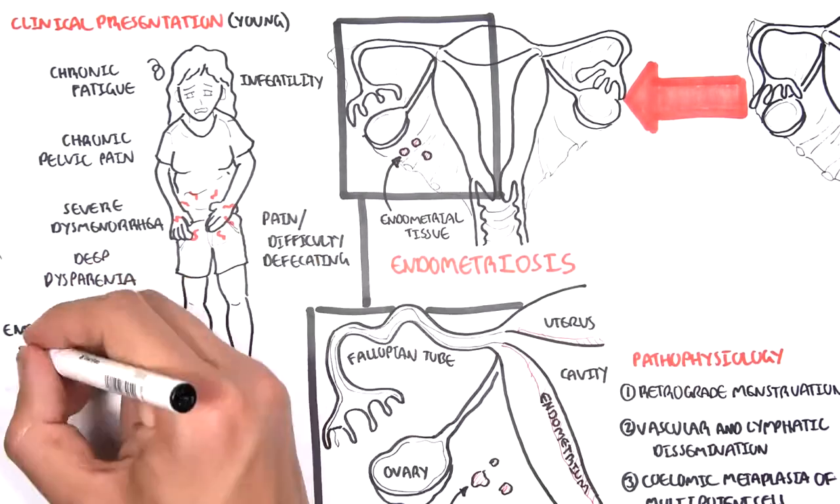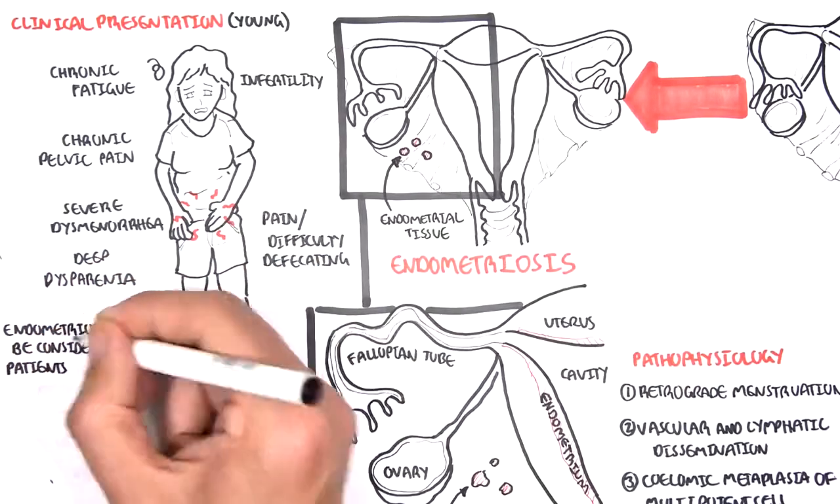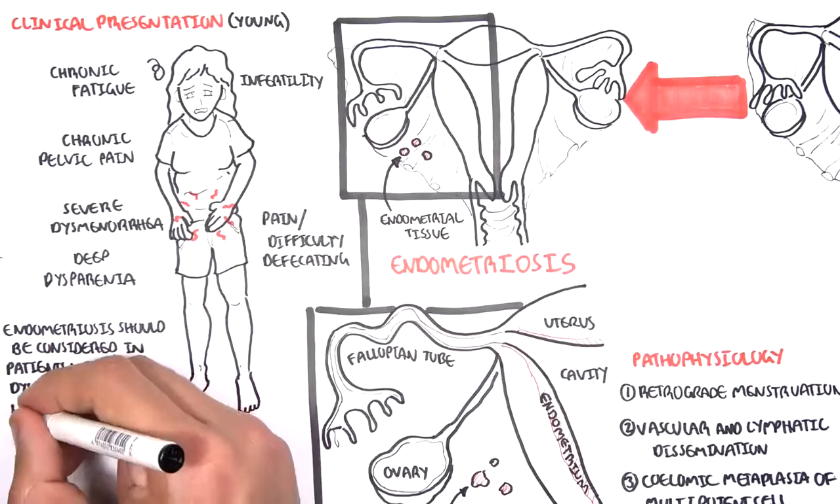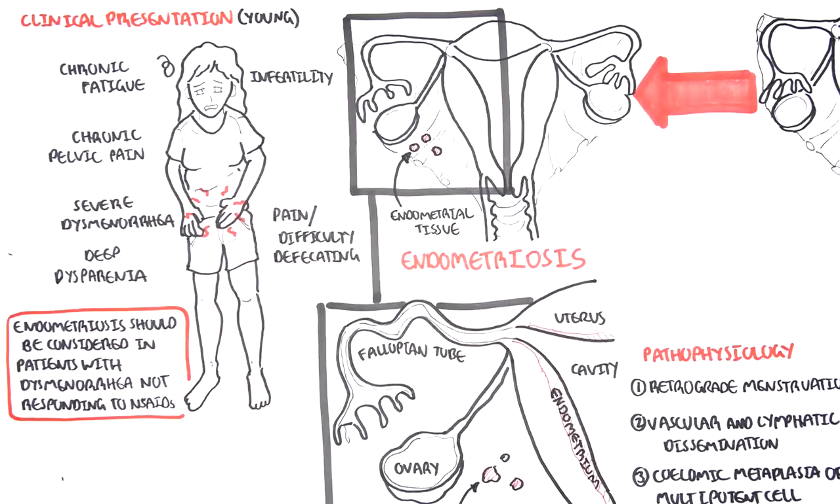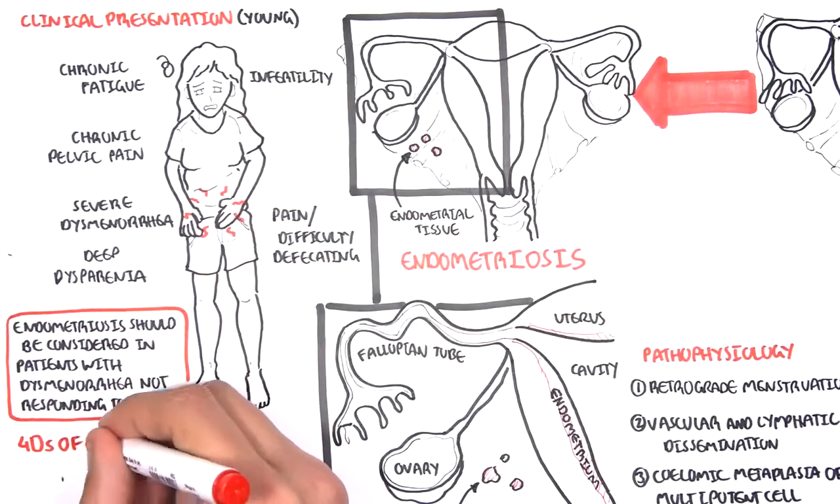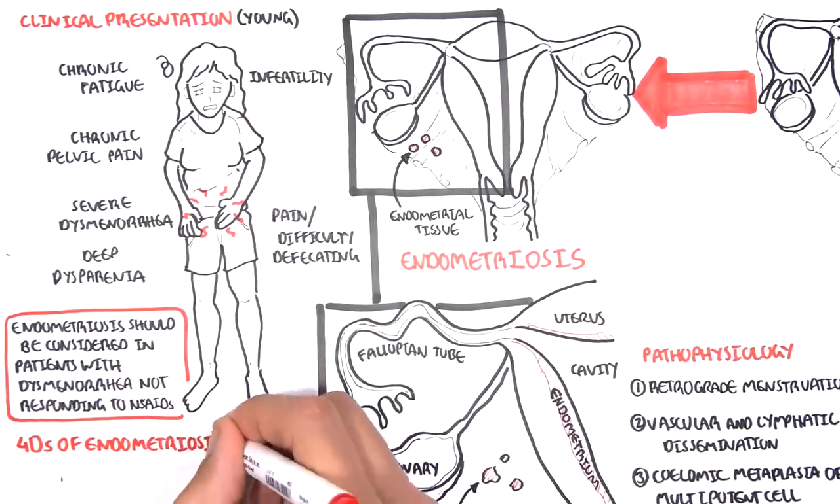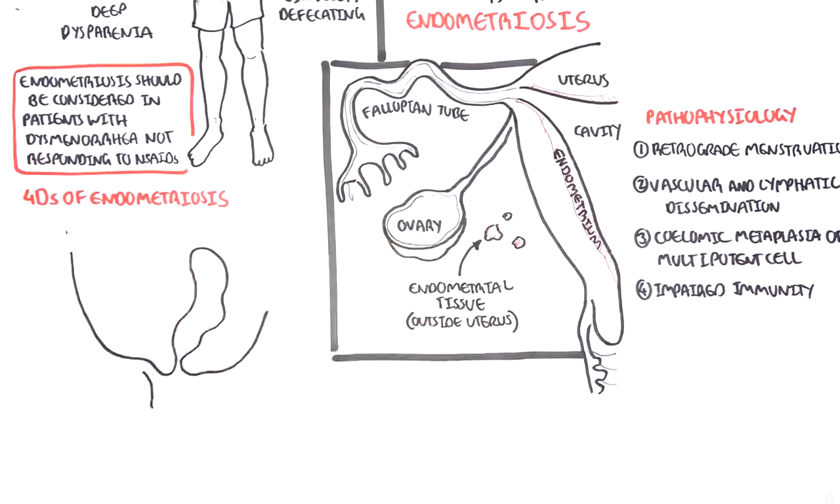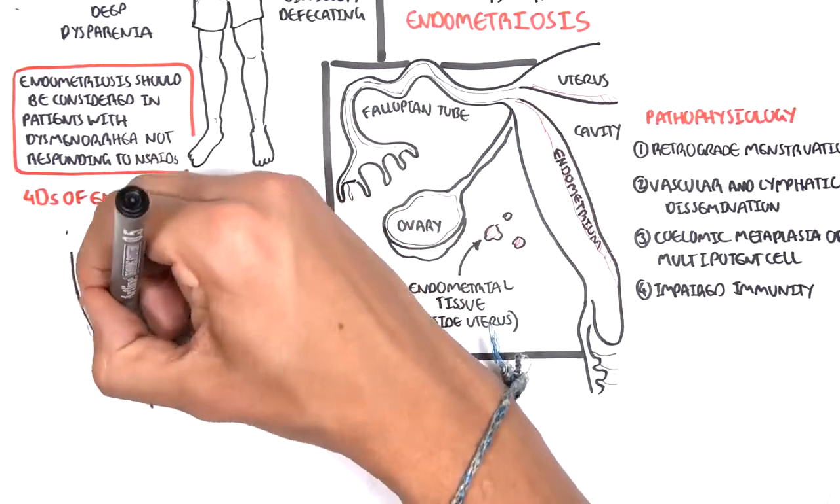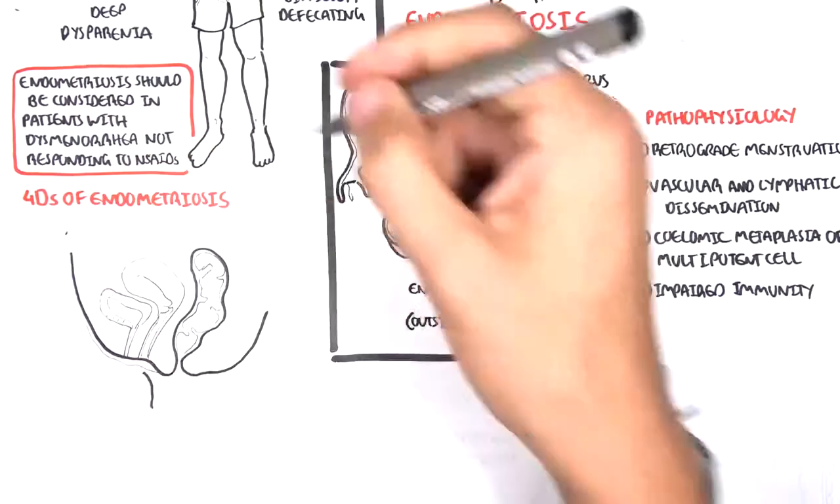Endometriosis should be considered in any female patient with dysmenorrhea who is not responding to non-steroidal anti-inflammatory drugs. It's good to remember the symptoms of endometriosis as the 4 Ds. To remember it better, let's draw a diagram looking at a sagittal section of the female pelvis. So we're talking about the 4 Ds.